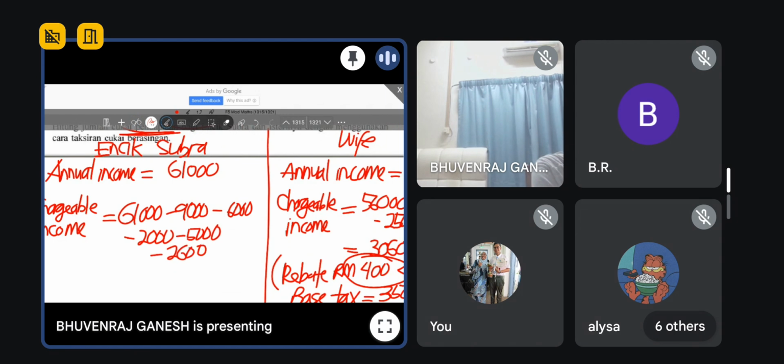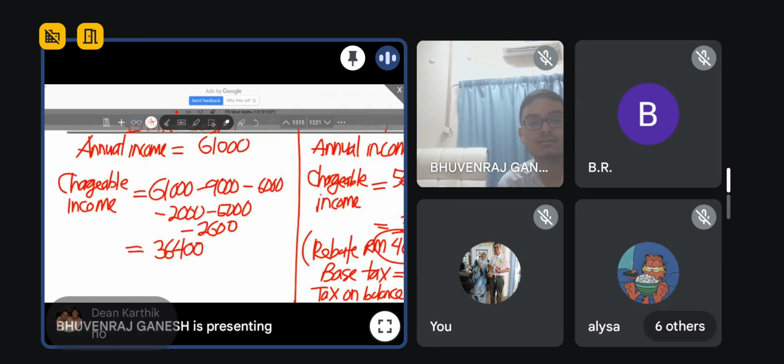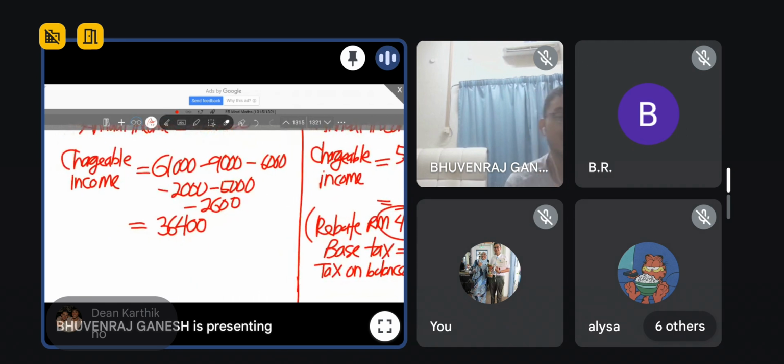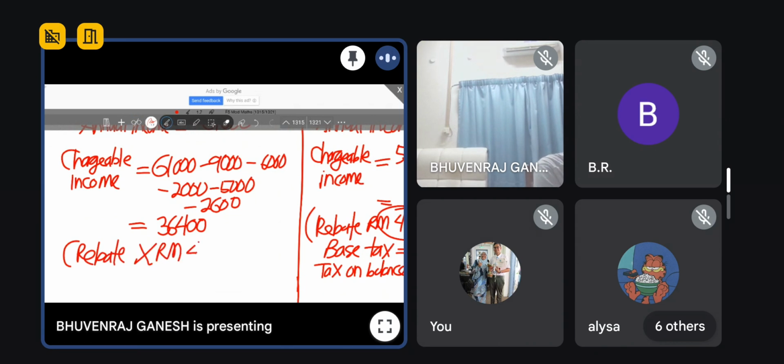Okay, next person, get ready. If you see this value, 36,400. Karthik, for this value, is there anything special you will get? Very good. Boys team is on 0 points now. So rebate, we don't have RM 400. Very good. So now 0-2. So 2 more people must answer correct.